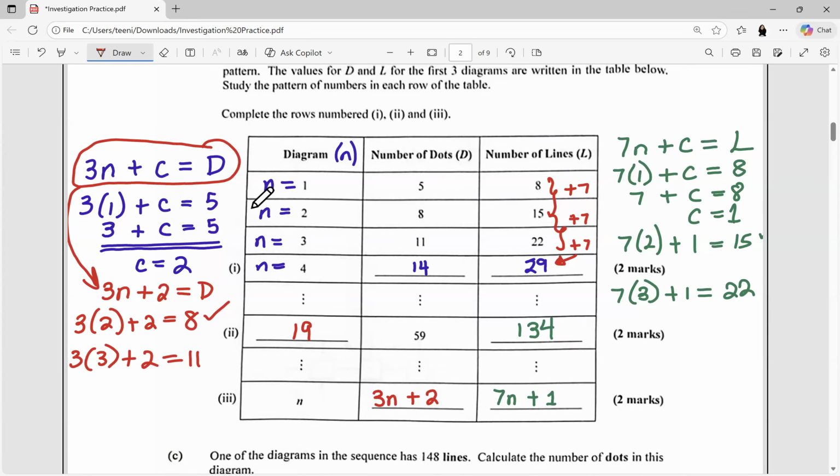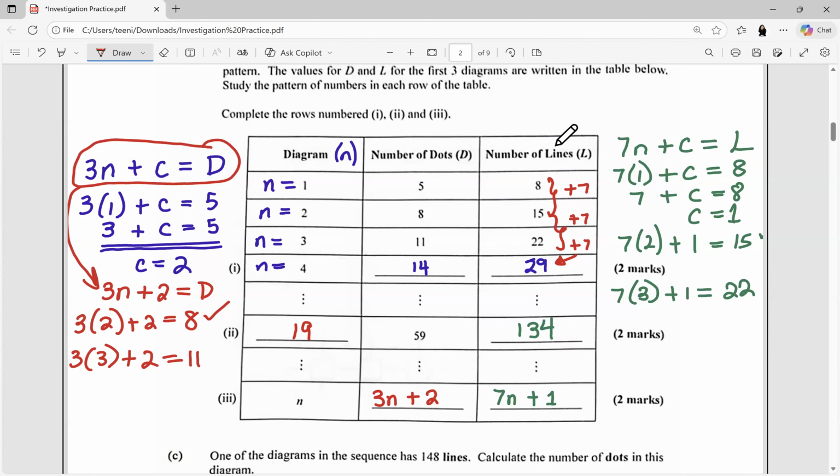So when n is 2, I'll say 3 times 2 plus 2, and it should give me 8. And that's correct because 3 times 2 is 6 and 6 plus 2 is 8. Then when n is 3, when the diagram number is 3, I'll say 3 times 3, which is 9, plus 2 gives me 11. So I've tested it out and it has worked for all three of them. So it's safe to say that the relationship between the diagram number and the number of dots is 3 times n, which is 3n plus 2 to give me the number of dots.